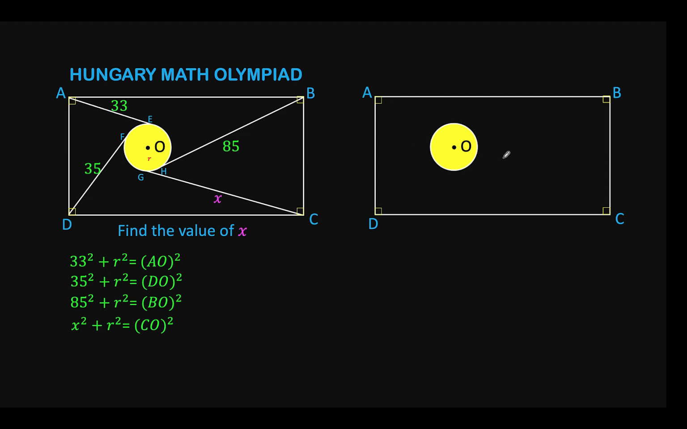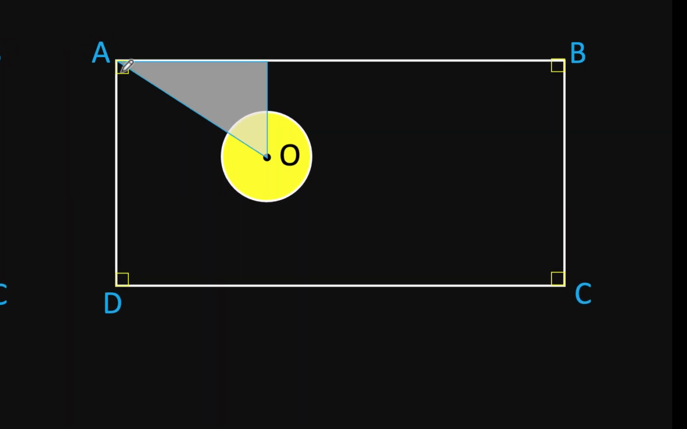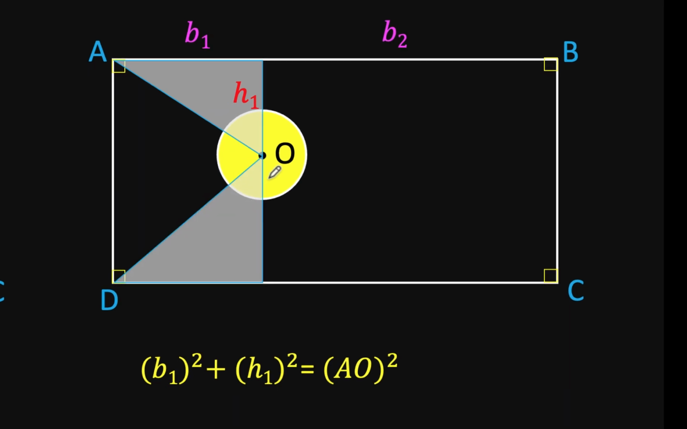Then let's replicate this figure, and this time, let's remove all these tangent lines. Instead, let's draw this right triangle. Let's think of AB as the base and AD as the height, but the length of this right triangle here is just part of the base, so let's call it b sub 1, and the remaining segment here b sub 2. This height here is h sub 1, and the remaining height here we will call h sub 2. Now from the Pythagorean formula again, b sub 1 squared plus h sub 1 squared is equal to the square of the hypotenuse AO.